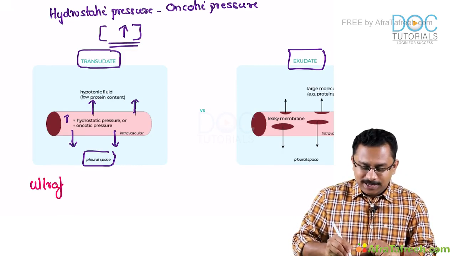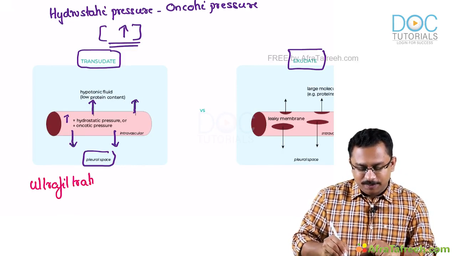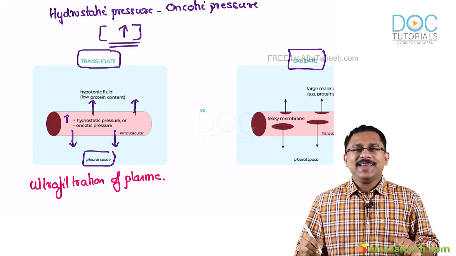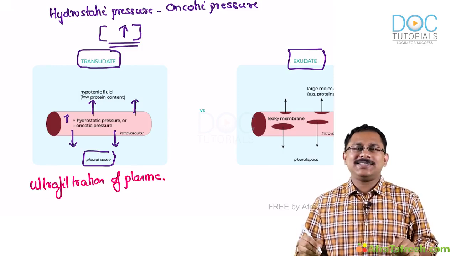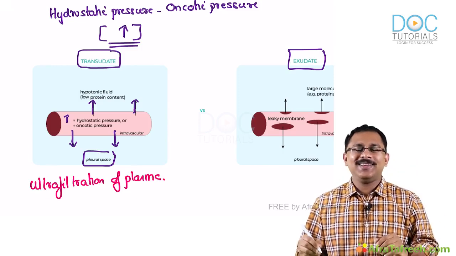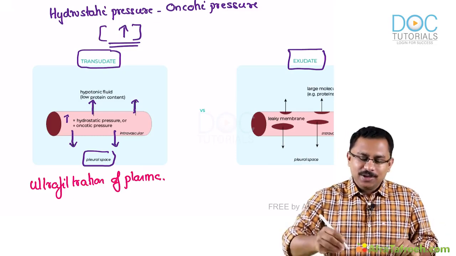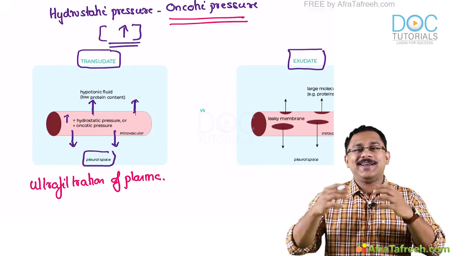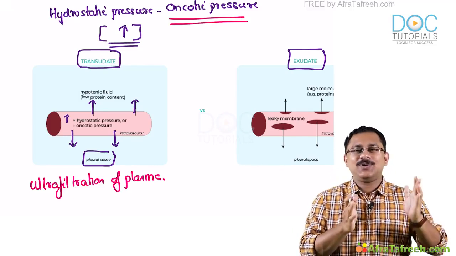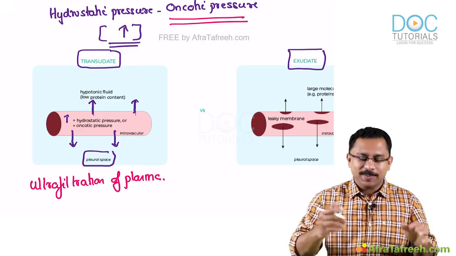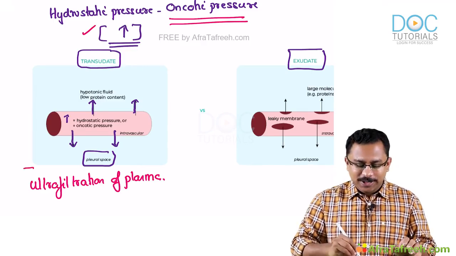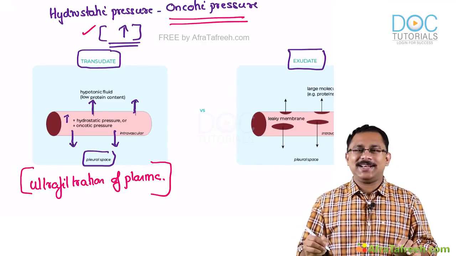There is an ultrafiltration of plasma. Now, the same occurs when, say, suppose your hydrostatic pressure is normal, but due to some reason, your oncotic pressure has gone down. In that scenario also, what will happen to the difference between hydrostatic and oncotic pressure? It will increase. And in such a scenario also there occurs ultrafiltration of plasma.